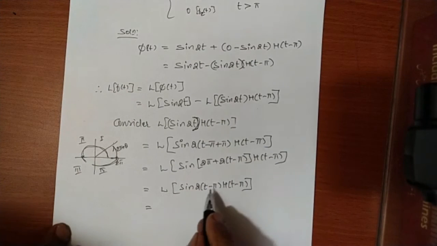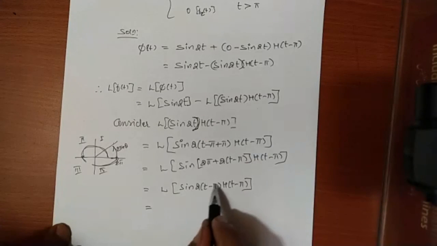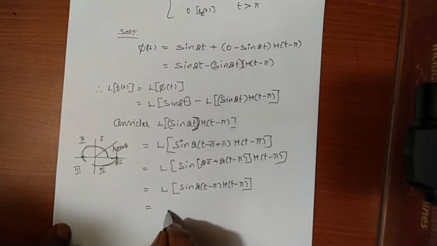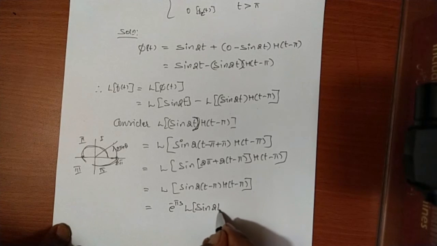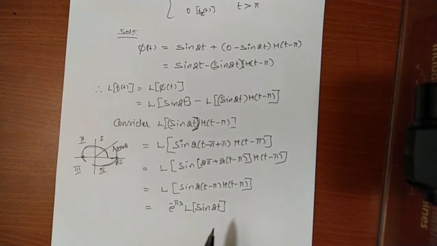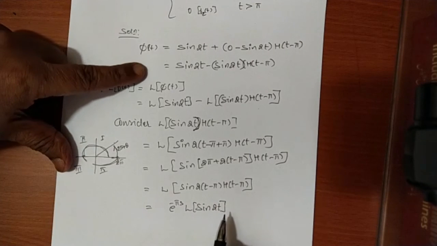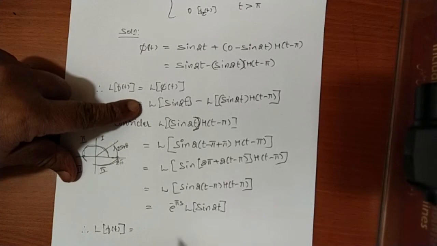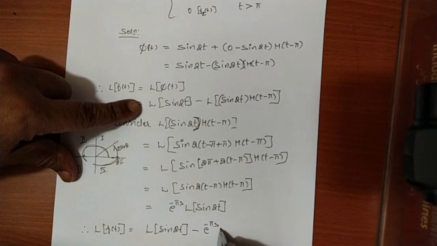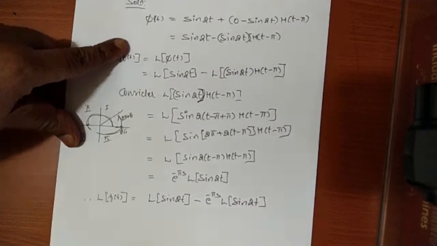So what will this be? See, it is in the required form now. It is f of t minus a into h of t minus a. So e power minus pi s times L of sine 2t. Now I use this example in my required form. Therefore, L of ft will be equal to L of sine 2t, then minus e power minus pi s times L of sine 2t again.